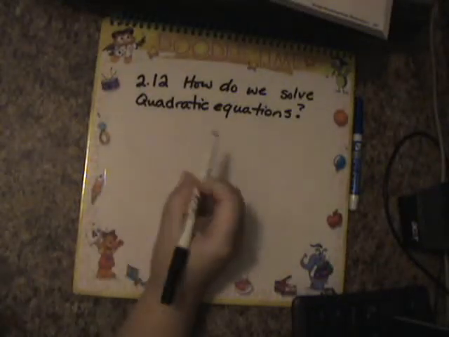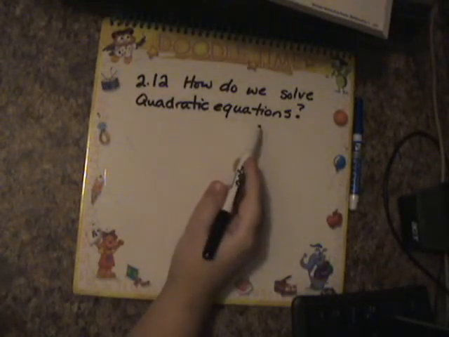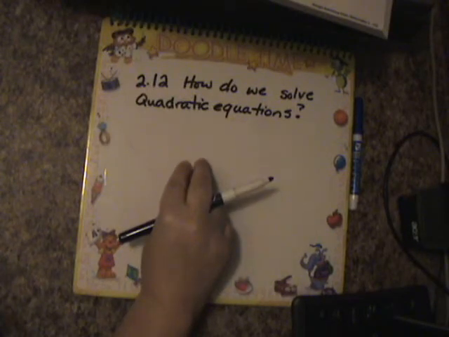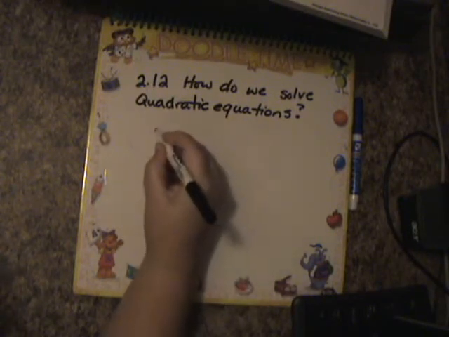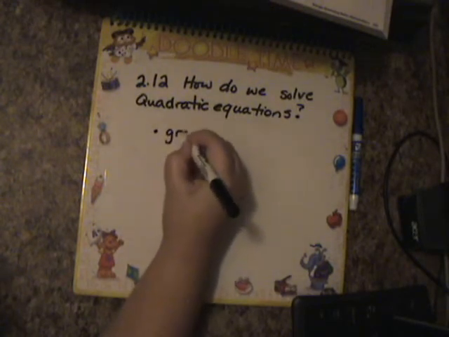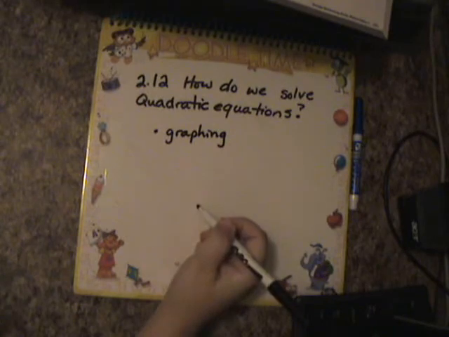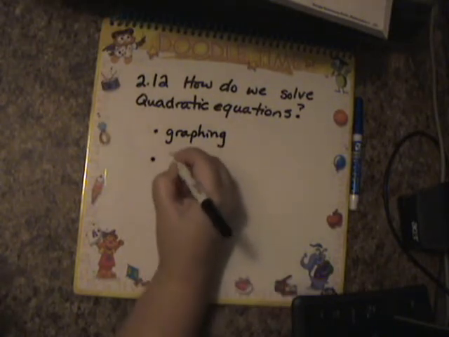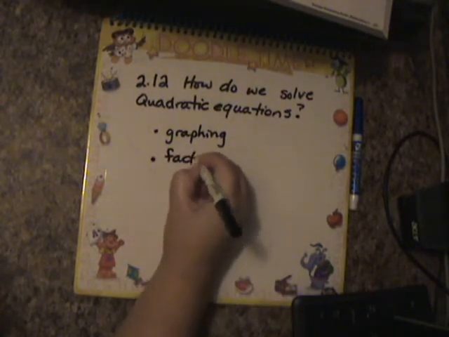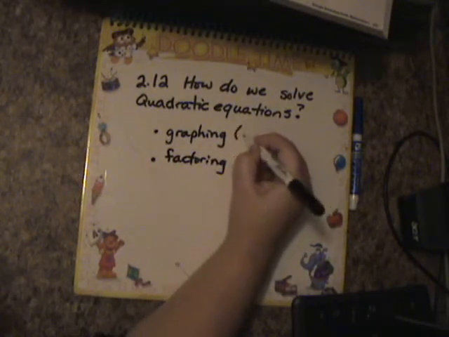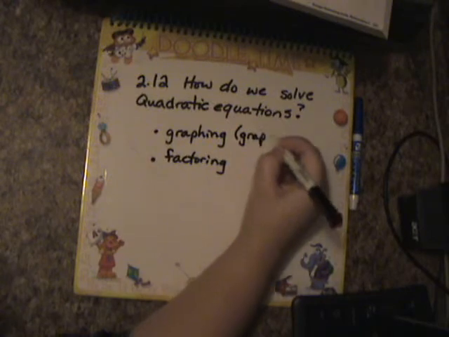Okay, today's lesson is how do we solve quadratic equations. And there are two ways we're going to talk about solving these equations. The first way is going to be by graphing with a graphing calculator, and the second way is going to be by factoring. Now, you would use graphing when you have a graphing calculator.